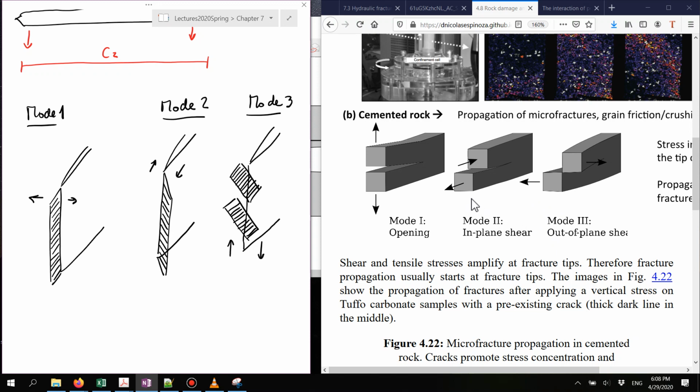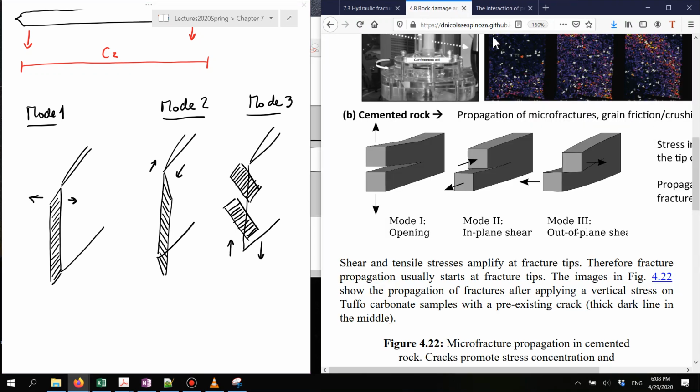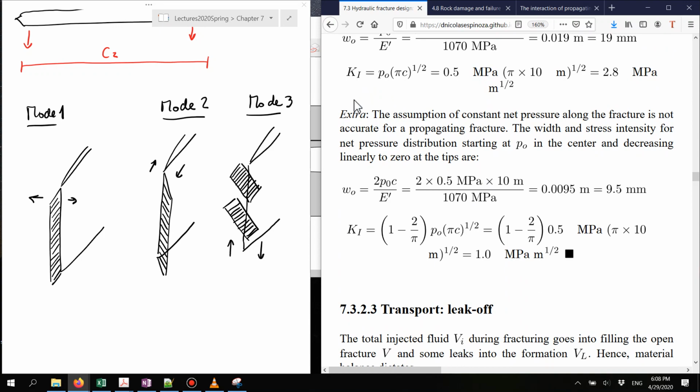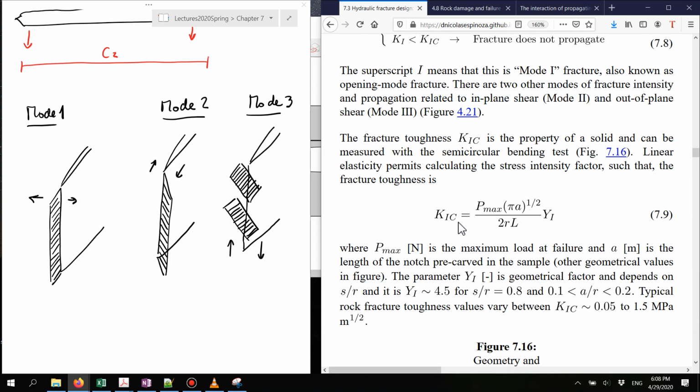I wanted to mention this because associated with these other types of fracture propagation, also we're going to have the K2C and the K3C, and those will be the fracture toughnesses associated also with shear.